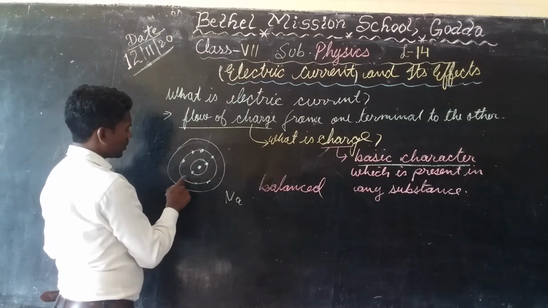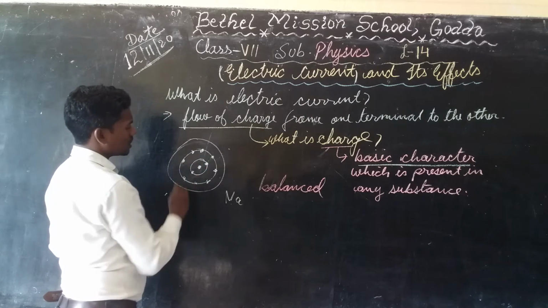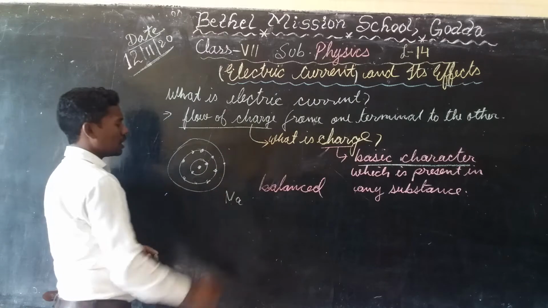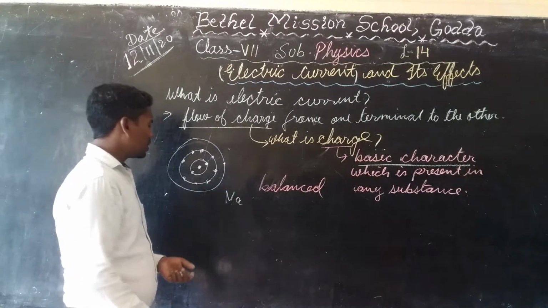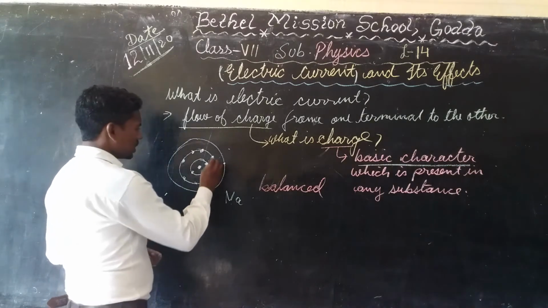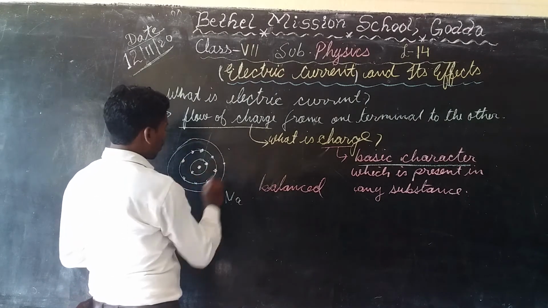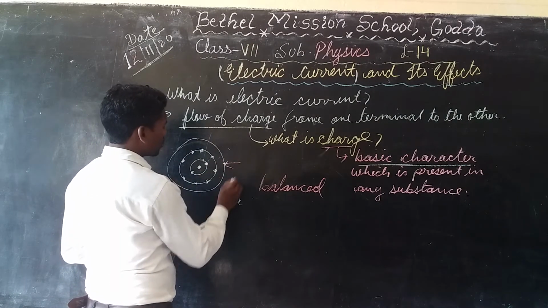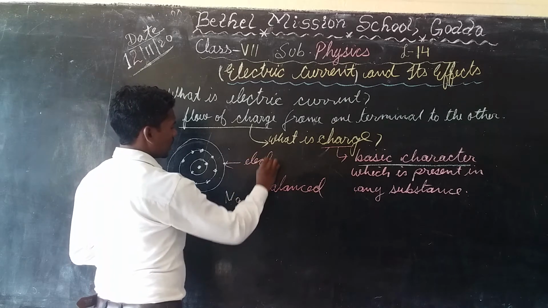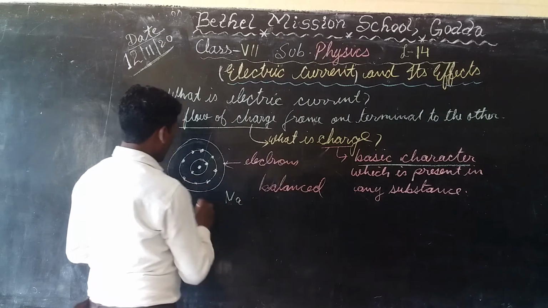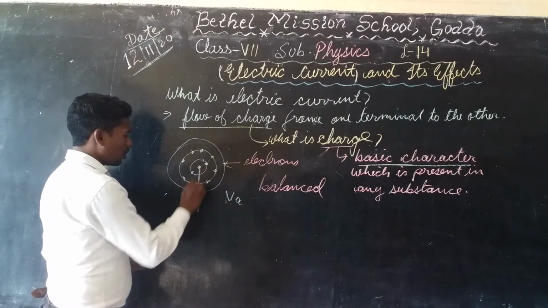1, 2, 3, 4, 5, 6, 7. 8 electrons in the second and 1 electron in the outermost orbit. So when we are talking of these particles which are orbiting all around the nucleus, these are your electrons. What are these? Electrons. Okay. And at the center we have the nucleus.